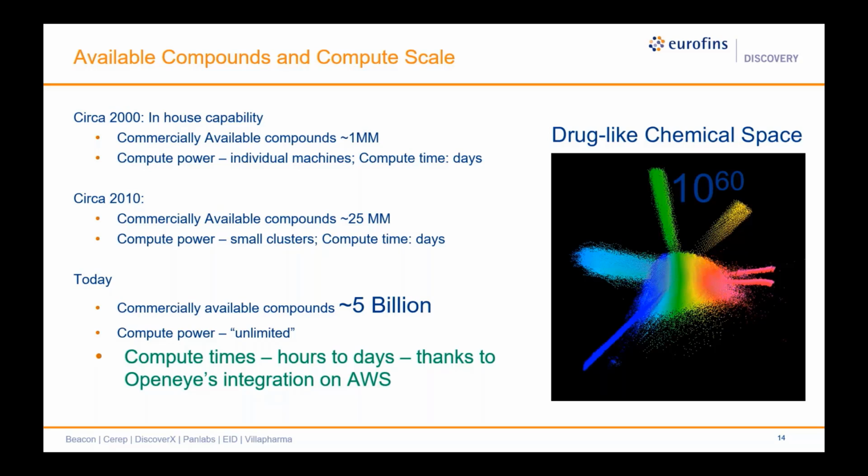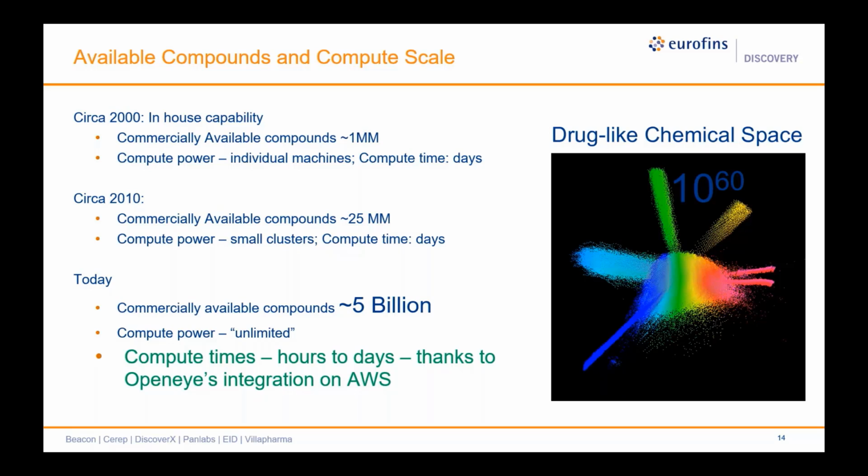And the compute power that we had available was individual machines. We didn't have even clusters at that time. So we had to essentially just set up runs on our own personal workstations. These were mostly SGI visualization stations as well, and we'd do the docking experiments, and they would take days to go through 1 million compounds.